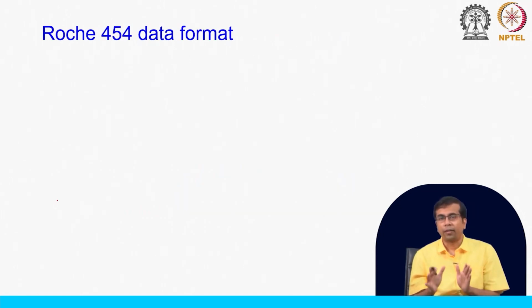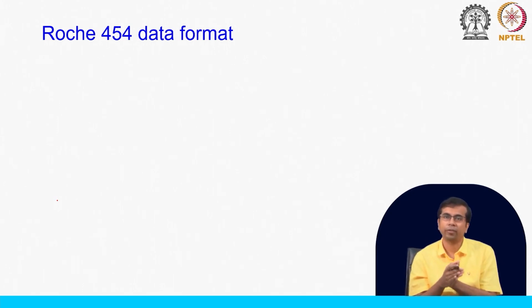So that gives you an introduction to the sequencing data format for Sanger sequencing. Now we can move into the Roche 454 data format. This introduction will be helpful as we will see for the 454 data format, because the sequence data that you get from 454 is stored in FASTA format.